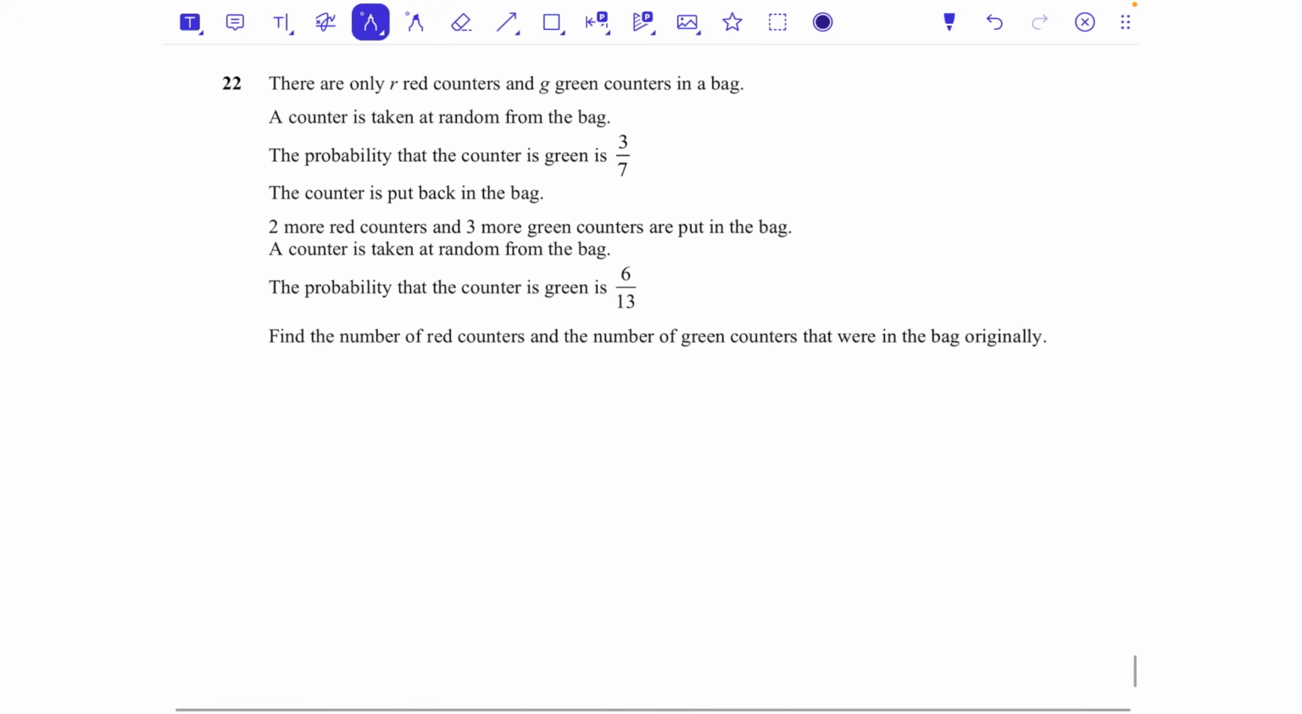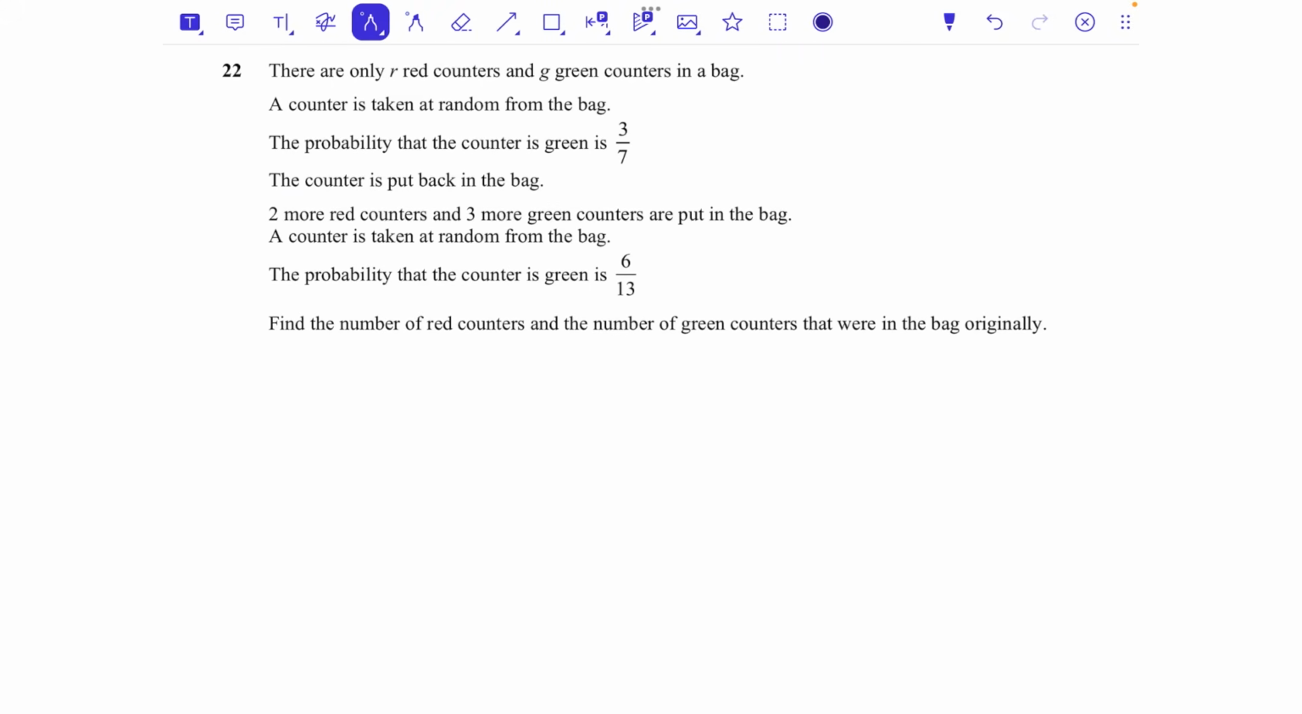Question number 22. There are only R red counters and G green counters in a bag. A counter is taken at random from the bag. The probability the counter is green is 3 over 7. The counter is put back in the bag. 2 more red counters and 3 more green counters are put in the bag. A counter is taken at random from the bag. The probability that the counter is green is 6/13. Find the number of red counters and the number of green counters that were in the bag originally.